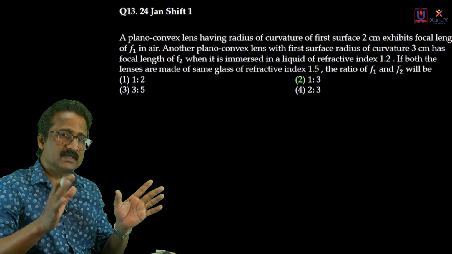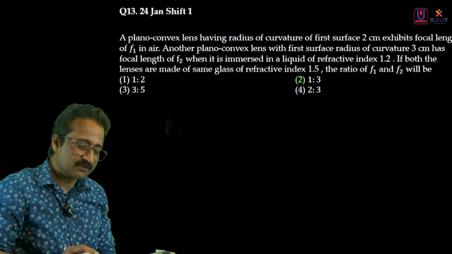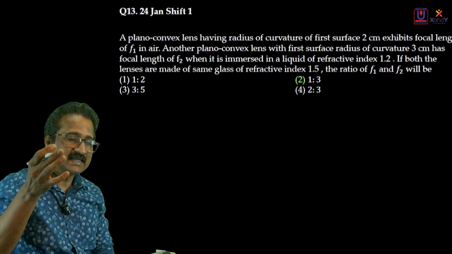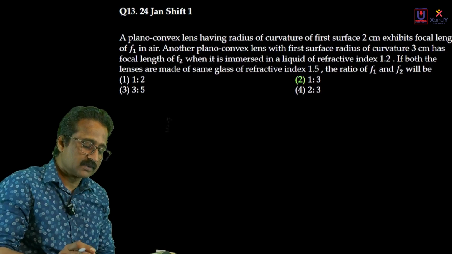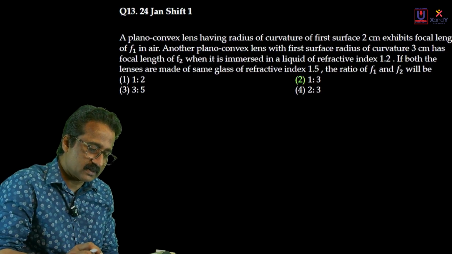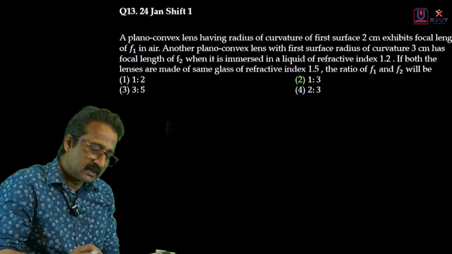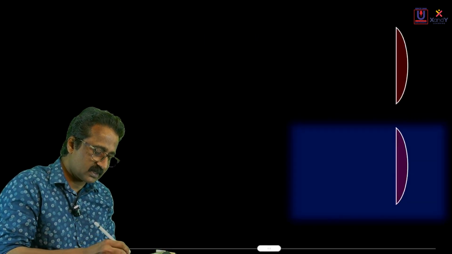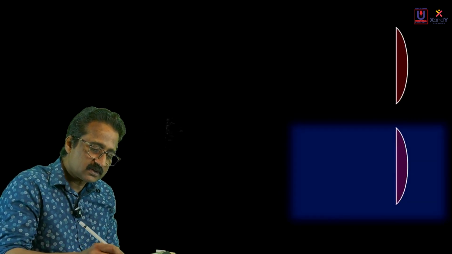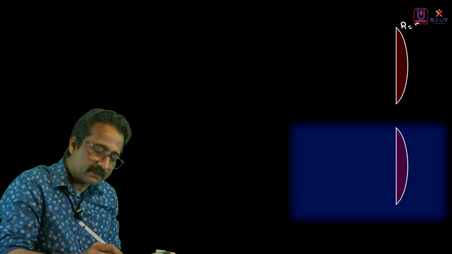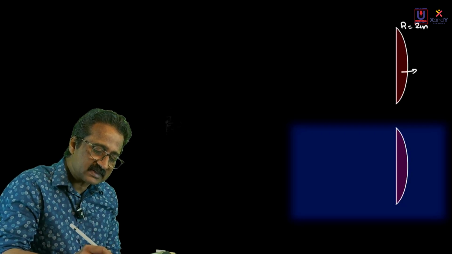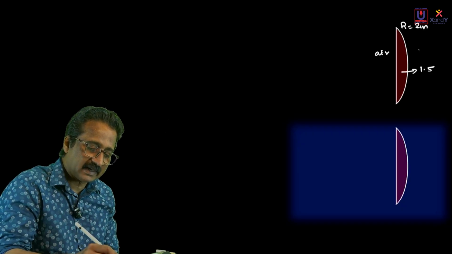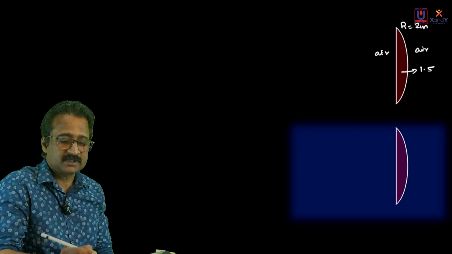So these are two lenses. One lens is having radius of curvature 2 cm, other is 3. And first lens is in air, second lens is in liquid. Okay, so let's go to the experiment here. 2 cm is the radius of the first lens and that is in air. I have given you a diagram here. This is the radius of curvature 2 cm and the refractive index inside the lens is 1.5 and the surrounding medium is air for the first lens.